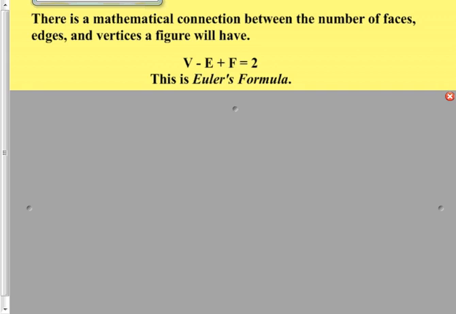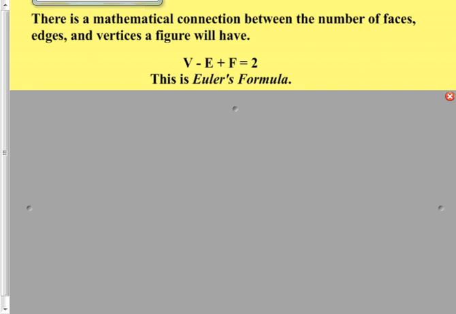This formula is accredited to a mathematician named Euler. Okay, I know his name does not look like it's pronounced Euler, but that is the accepted pronunciation of his name. I have not thought of any kind of an acronym or cute little saying to help you remember vertices minus edges plus faces equals 2.